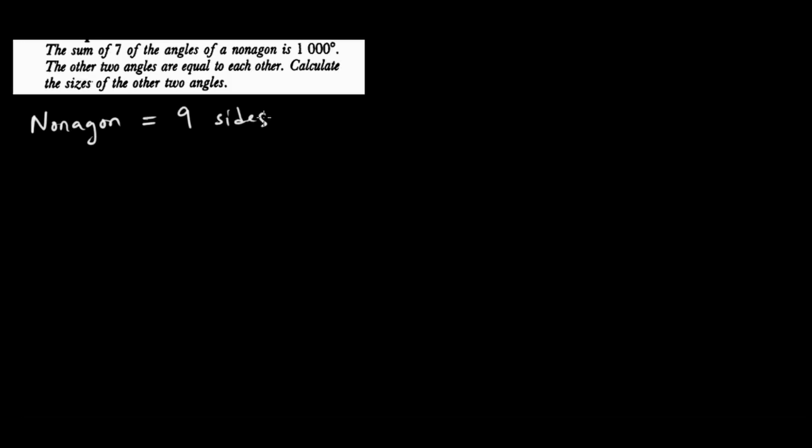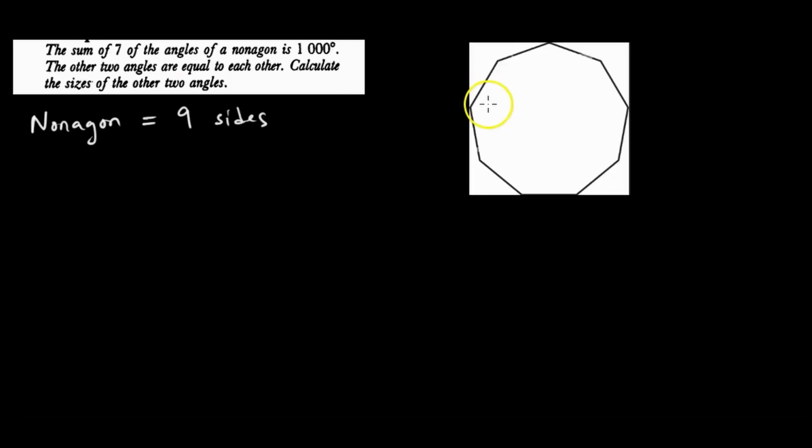We have not been told that this is regular, take note. So we cannot make an assumption that we are dealing with a regular nonagon. If you count the interior angles inside a shape, they are equal to the number of sides. You can imagine a triangle: we have 3 sides and 3 interior angles. So they always go hand in glove. The number of sides is equal to the number of interior angles.